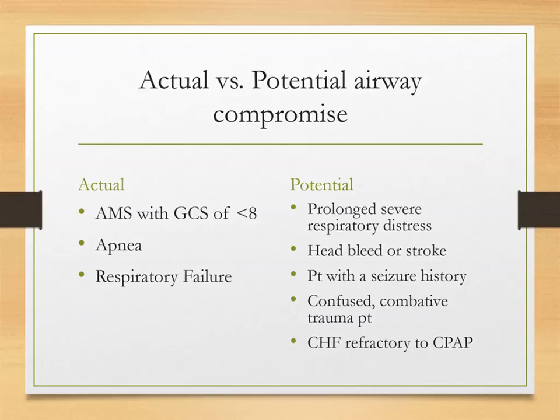So let's talk a little bit now about actual airway compromise versus potential airway compromise, okay? There are lots of different ones. We're just going to talk about a few. Actual airway compromise is a patient who's got an altered mental status with a GCS of less than 8. They're apneic. They've got respiratory failure. Some potential airway compromises are a patient that's got prolonged severe respiratory distress. So they've been working really hard for a long time. They're getting tired. They're getting exhausted.